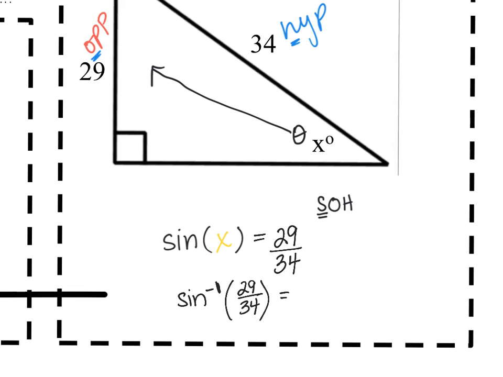For my calculator, I have a second button, so I'll hit the second. Then in order to access that -1 on the sine, I'm going to hit the second sine. It'll pop up on my calculator, and then I type in the ratio, 29 over 34.